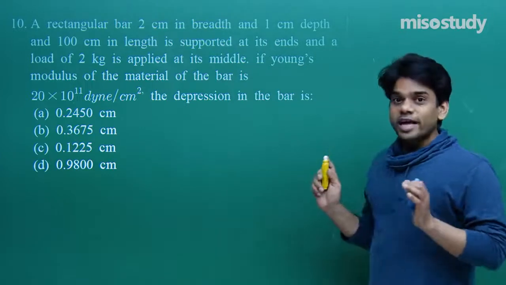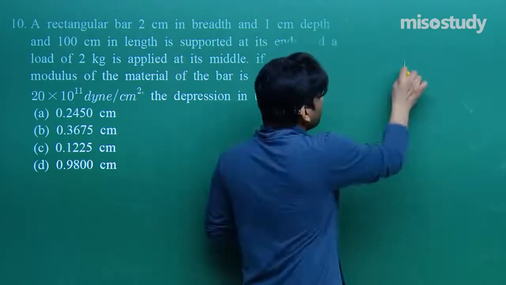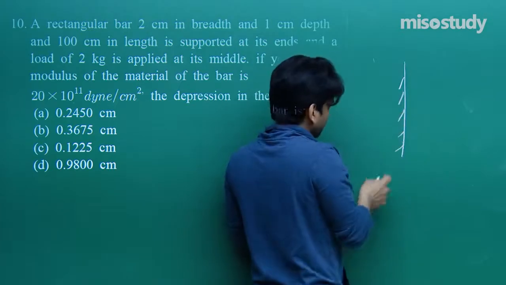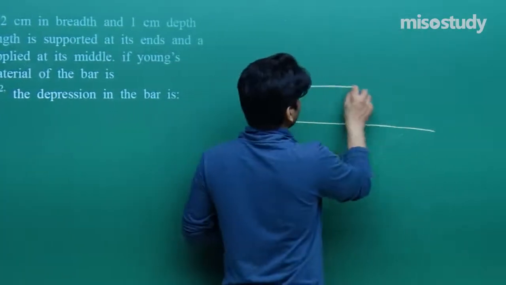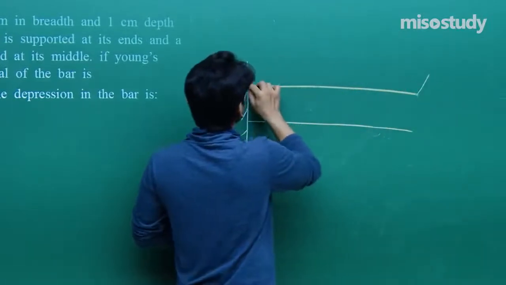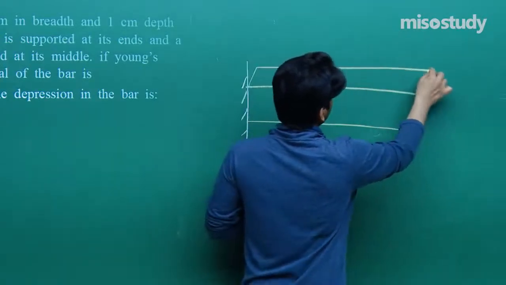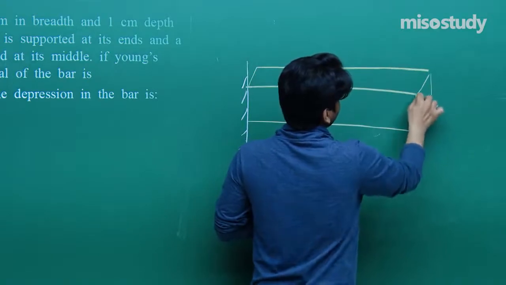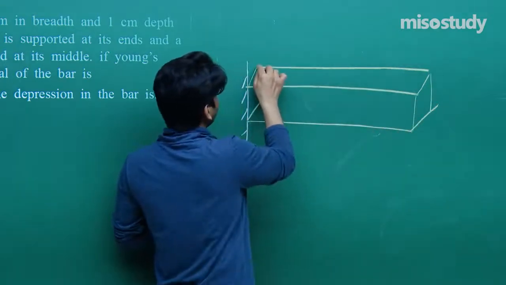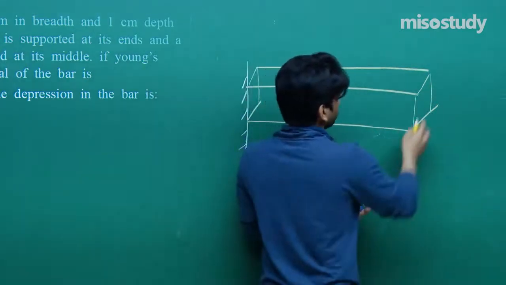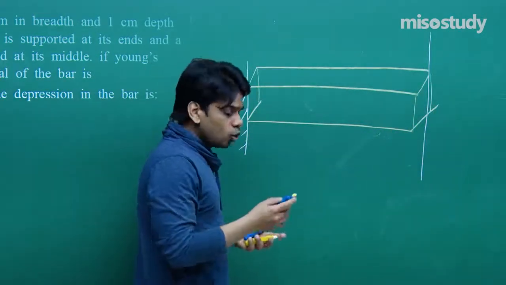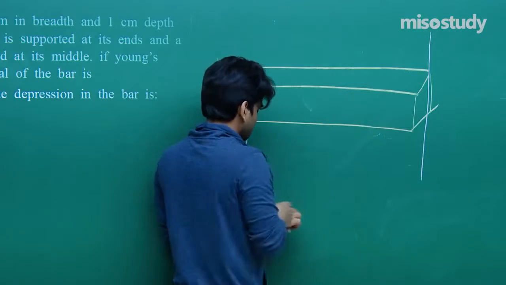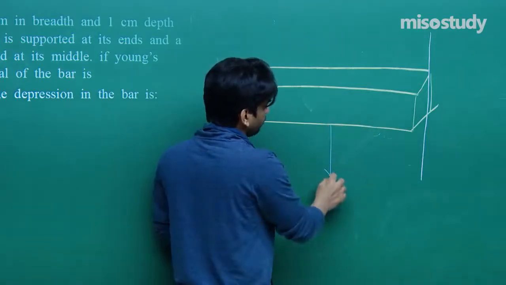First of all, let me tell you what is the scenario that is happening. The wire is clamped in this way, as shown. Now you will be getting the idea. I hope that you have got the idea. A load is made to hang from here.